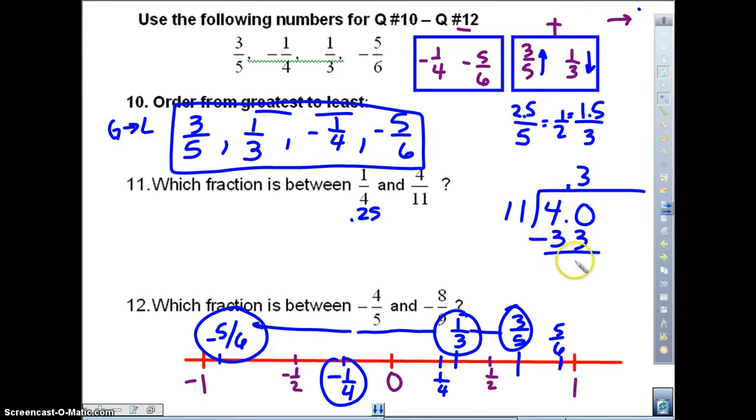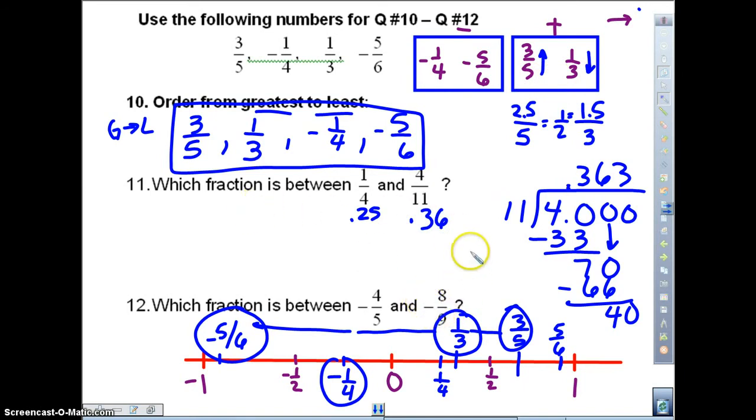Subtract here. 40 subtract 33 is 7. Bring down a 0. 11 times what gets you close to 70 without going over? Yeah, that's going to be a 6. 66. Subtract, 70 minus 66 is 4. If you brought down another 0, that'd be 40. So this is the same as 0.36. Which one of these positive fractions do you absolutely know falls between those two numbers? Yeah, it's 1/3, because 1/3 is the same as 0.33, or 0.3 repeating. So your answer here is 1/3. Okay?